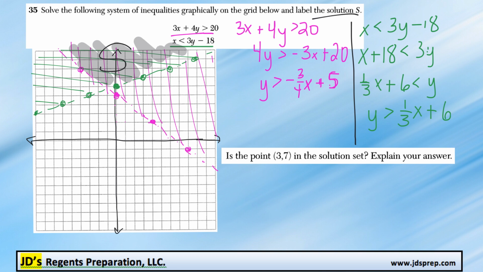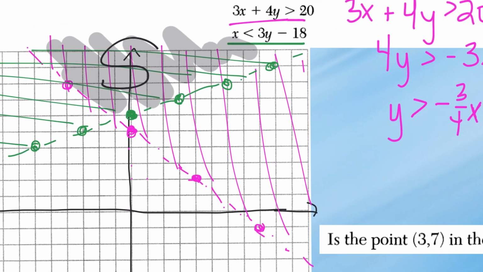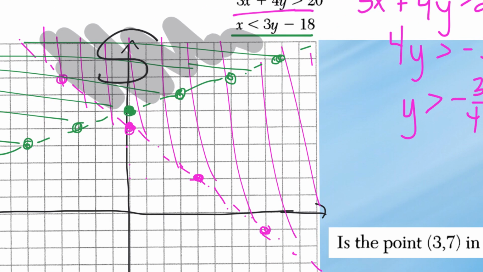Moving on to the final part of the question, it says, is the point 3, 7 in the solution set? And explain your answer. Let's zoom in a bit and figure this out. So 3, 7, where would that be? Let's take a look. 1, 2, 3. 1, 2, 3, 4, 5, 6, 7. So that's this point right here.